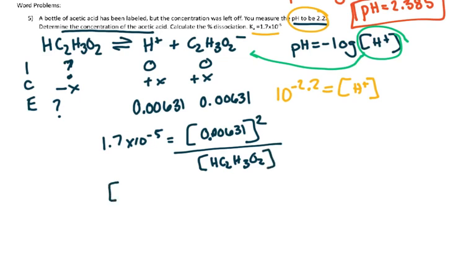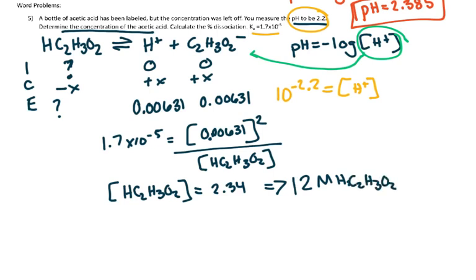Okay, so when I put all that into my calculator, I get my acetic acid concentration to be 2.34. Again, I need 1 sig fig, so that means that it equals 2. Okay, so there is my answer for the concentration of acetic acid.